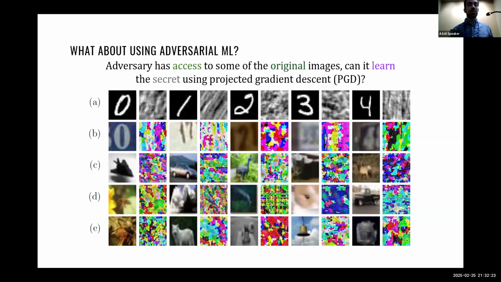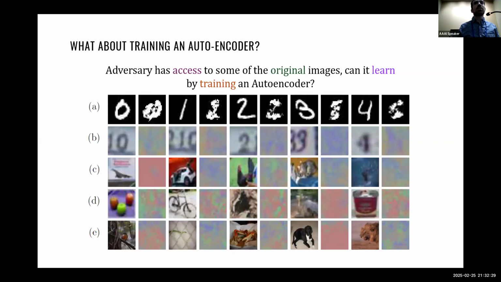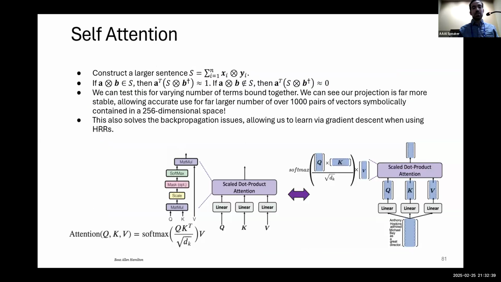We also tried some adversarial machine learning techniques. Does PGD work against it? No. The images all look like gobbledygook. Can you train an autoencoder to do it? No, the images all look very blurry. So this is all quite good. Oh, my slides are advancing automatically without me. How helpful. So that's connections to some symbolic pseudosecrets.